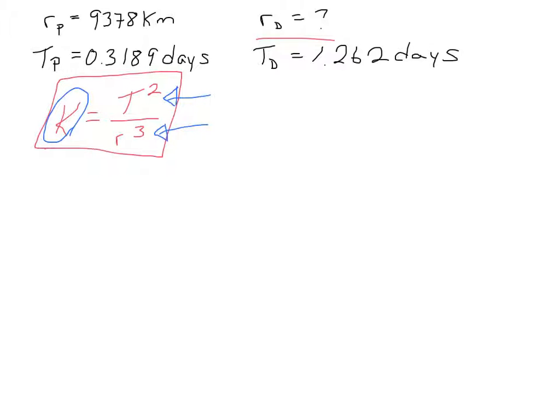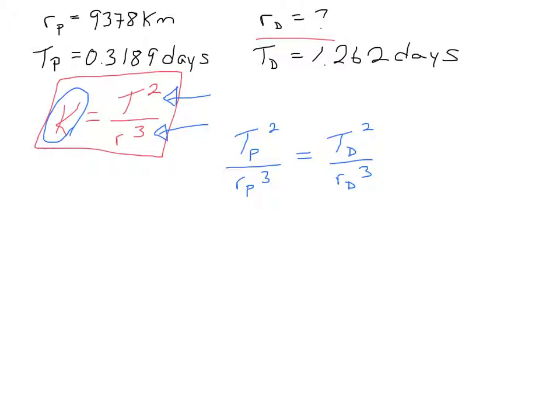Both of these moons are orbiting Mars, and we don't know the Kepler's constant of Mars, but since both ratios have to equal our k, we can set them equal to each other. So the period of Phobos squared divided by its radius cubed is going to be equal to the same for Deimos.